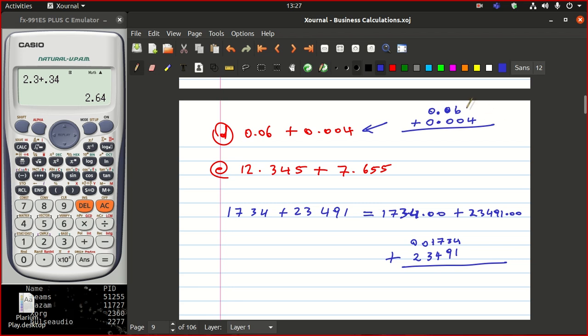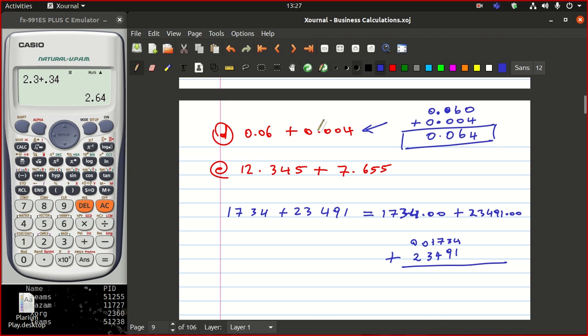So because there is nothing there, I add a 0. 0 plus 4, I have a 4, and then 6 plus 0 is just a 6, and then 0 plus 0, I have a 0, and then 0 plus 0, I have a 0. So that is actually what is happening there.